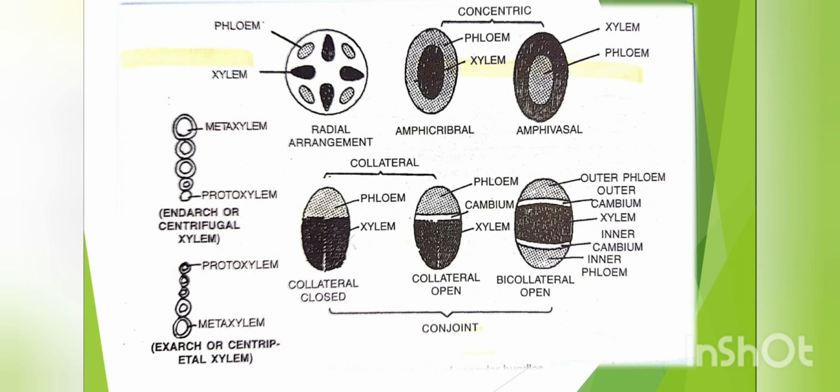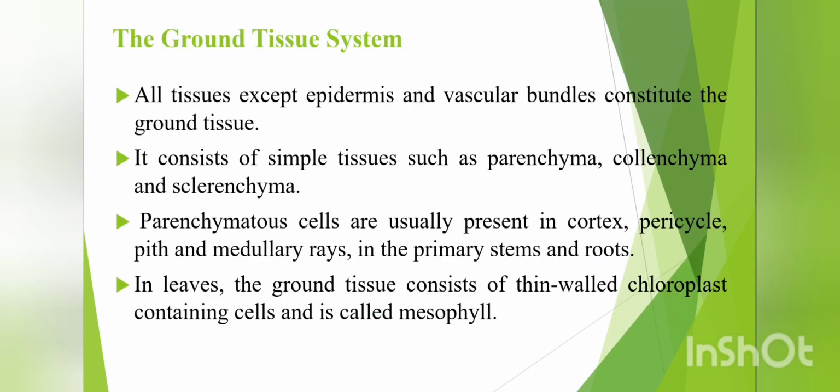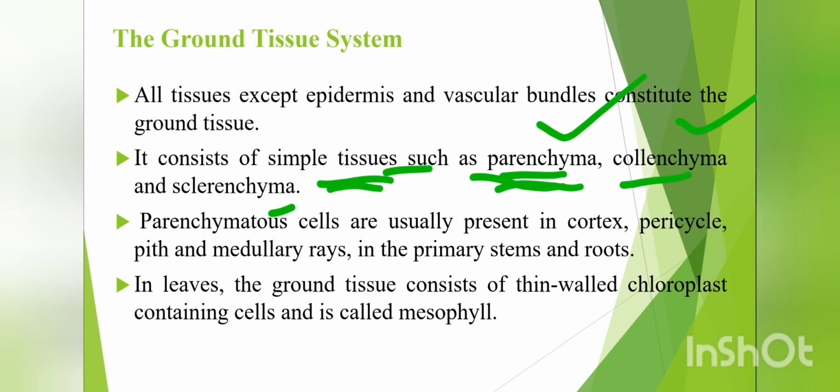These are the structures. Then ground tissue system. At the end, the ground tissue system is there. All the tissues except the epidermal tissue system and vascular tissue system constitute the ground tissue system. It consists of simple tissues like parenchyma, collenchyma, sclerenchyma. And xylem, phloem, these are complex tissues. Simple tissues are parenchyma, collenchyma and sclerenchyma, and complex tissues are xylem and phloem.